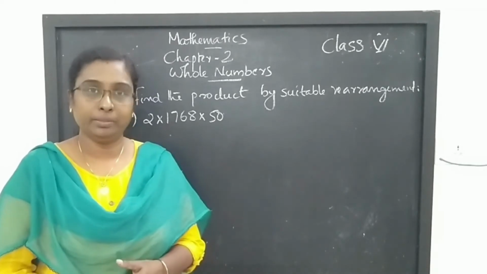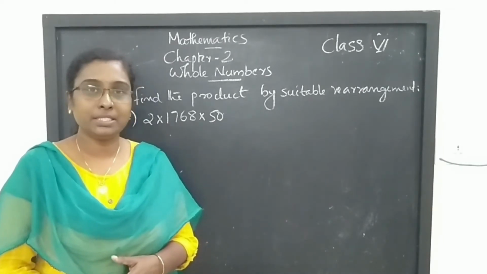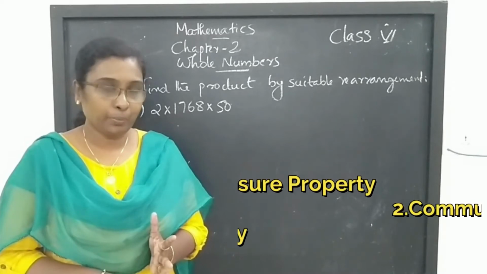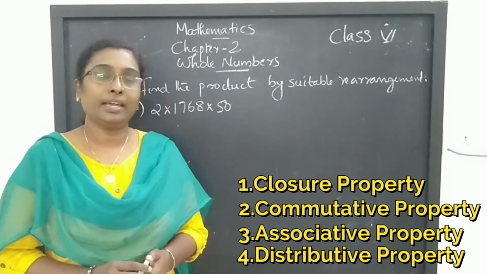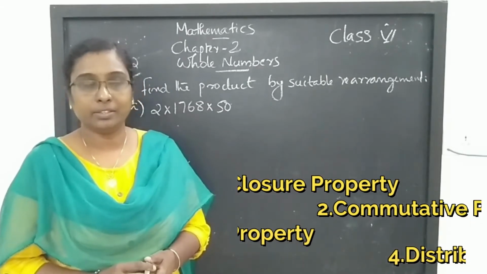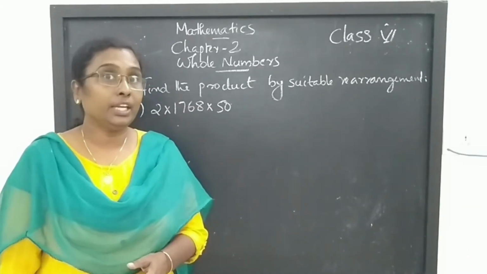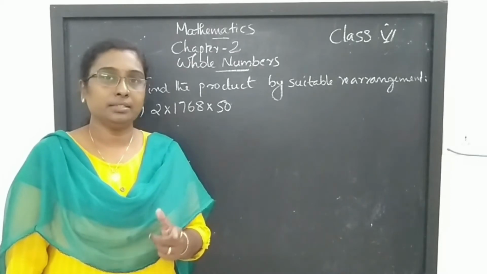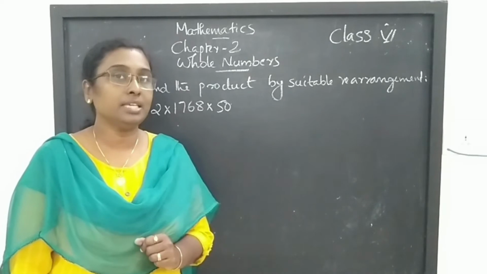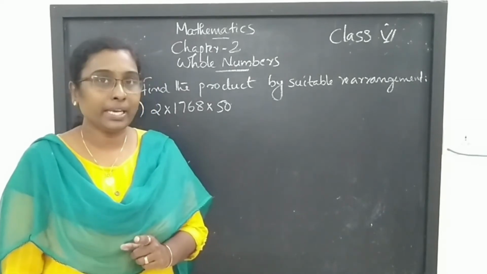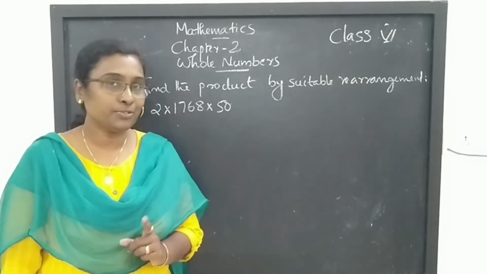Properties of whole numbers. What are the properties of whole numbers? Closure property, commutative property, associative property and distributive property. Okay. Then identity of whole numbers. What is the additive identity for whole numbers? Additive identity is 0. Multiplicative identity for whole numbers is 1.